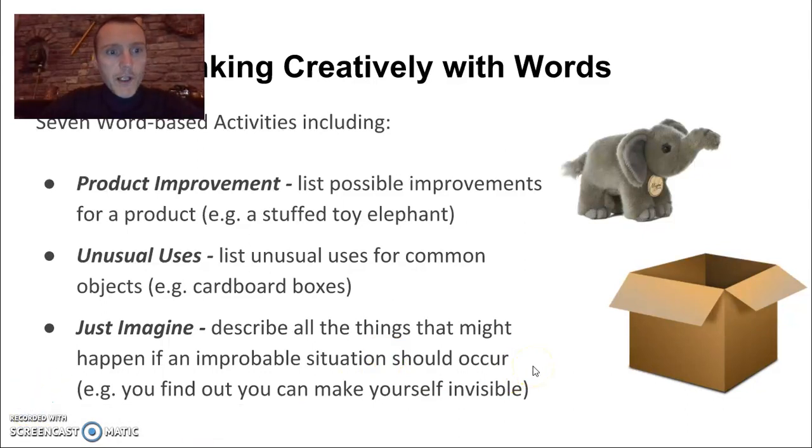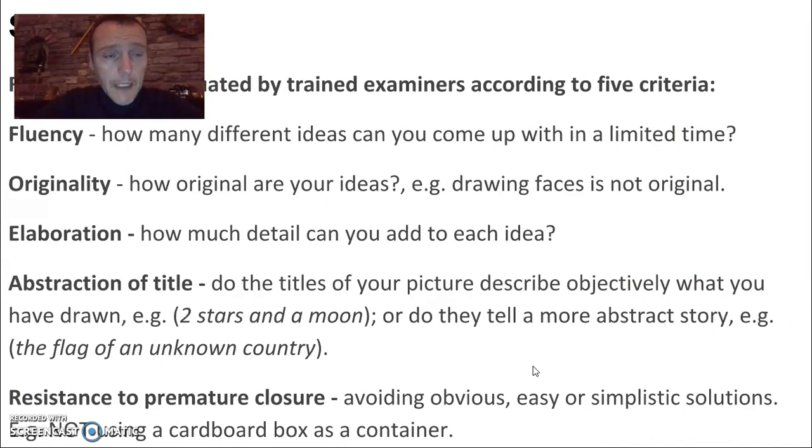Okay, moving on then. So how is the Torrance test scored? The responses are evaluated by trained examiners according to 5 criteria. One of the criteria is fluency. So, for example, when you are creating your pictures, how many different pictures could you come up with? When you're describing how the world would be different if you were invisible, how many differences? How long was your text?